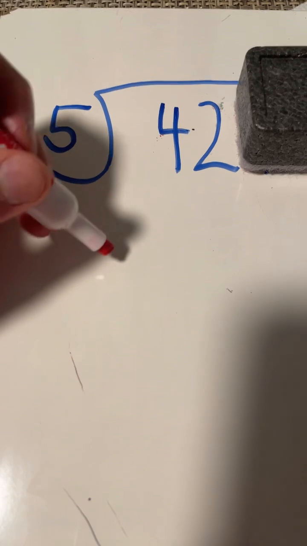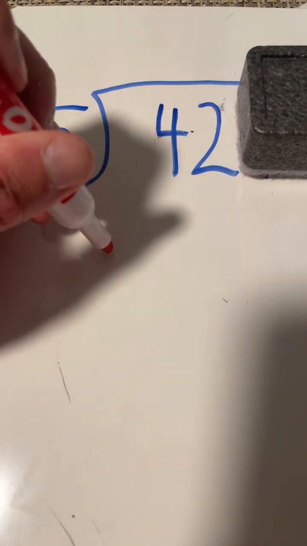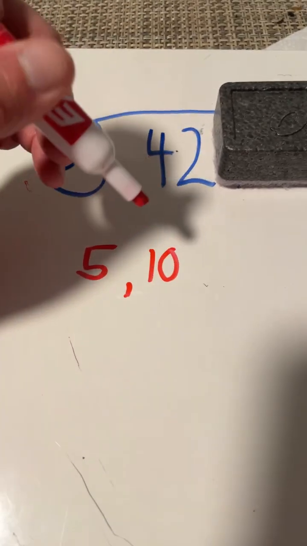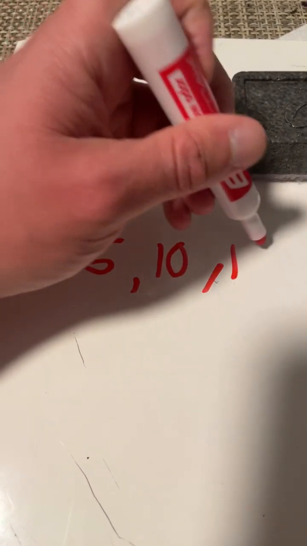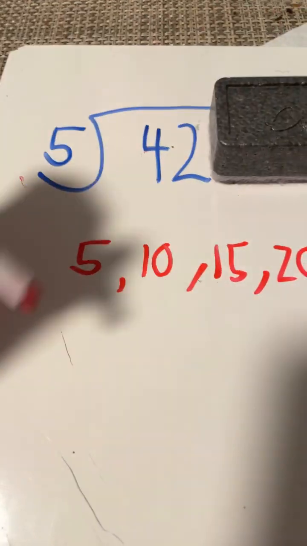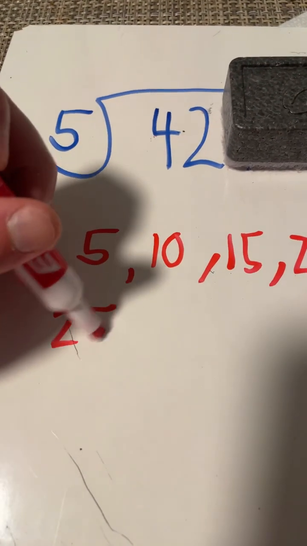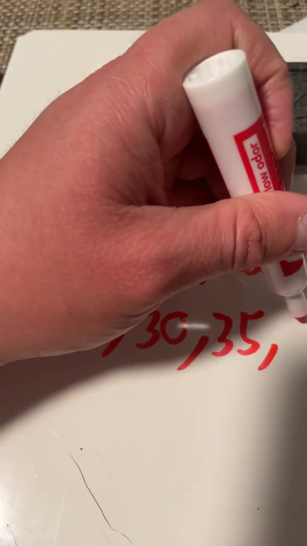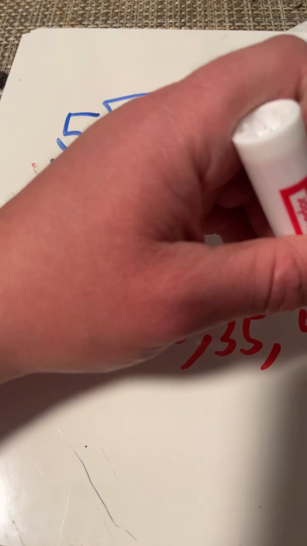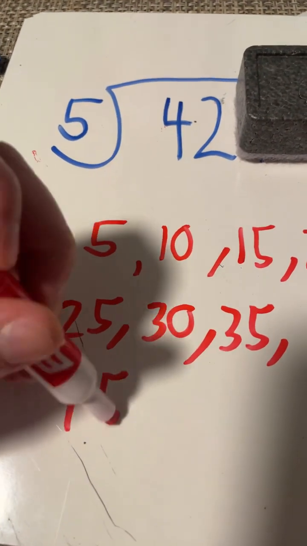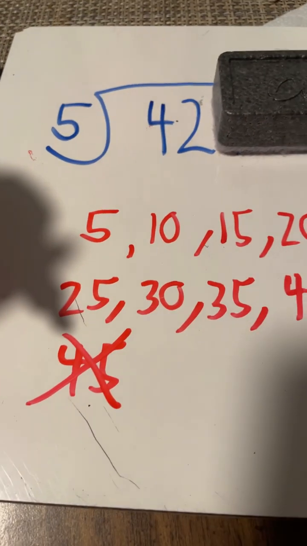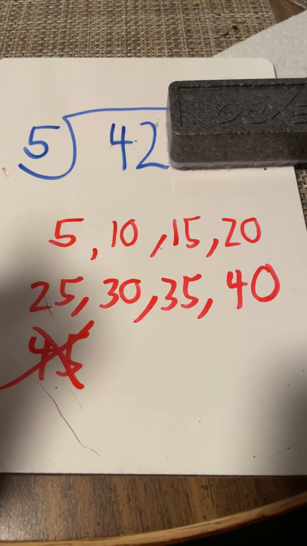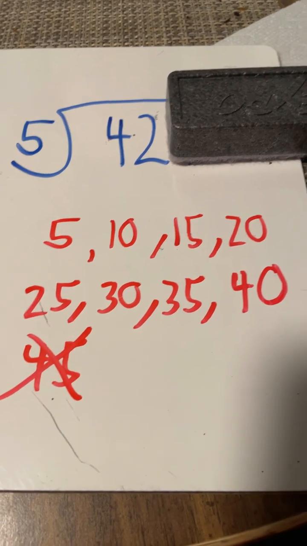So I'm going to count by 5, see how many groups of 5 I can get into 42. So here we go. 5, 10, 15, 20, 25, 30, 35, 40. Now 45, that's too far. 45 is more than 42. Can't go to 45. We got to get as close as we can to the digit without going over.